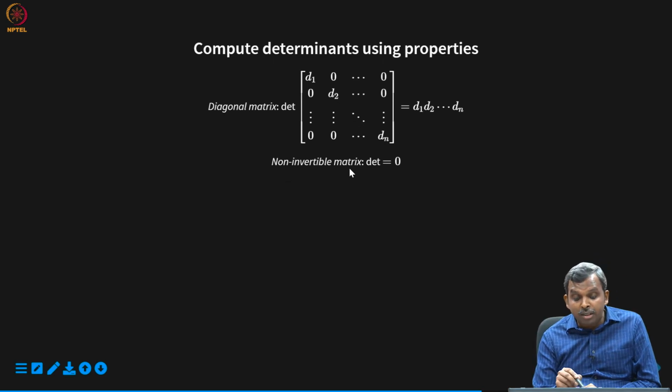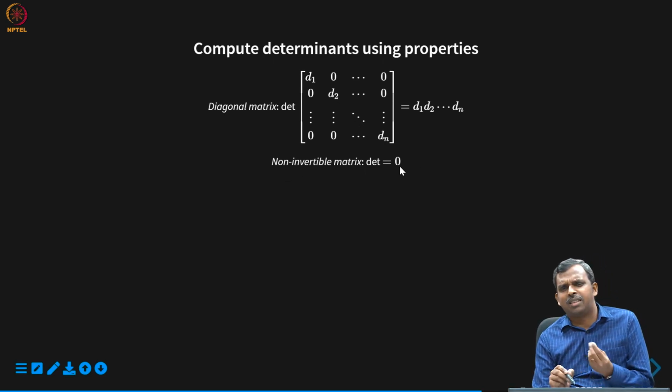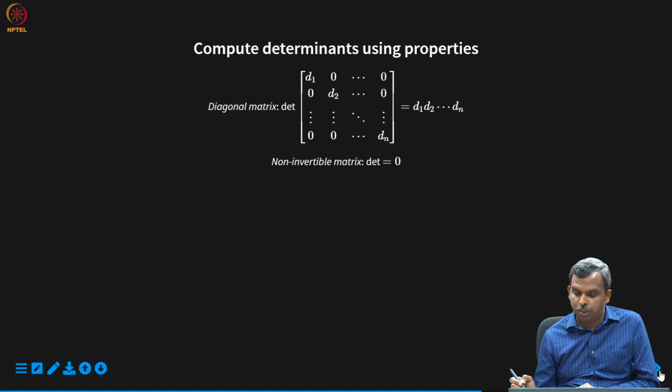For any non-invertible matrix, determinant will be 0. Okay, this is easy again, right? So if the matrix is not invertible, then the columns are dependent, the rows are dependent, and determinant becomes 0. It's easy to compute.